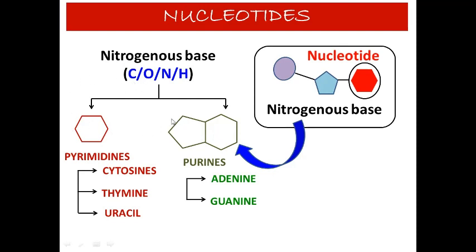Now very importantly, it can form 2 types of ring-like structure. One is a single ring. Another type contains a double ring. The single ring is called pyrimidine, and the double ring structure is called purine. Now, depending on the arrangement of the carbon and nitrogen in the ring, there are 3 different kinds of pyrimidines. These are cytosine, thymine, and uracil. Whereas there are 2 different types of purines. These are adenine and guanine.